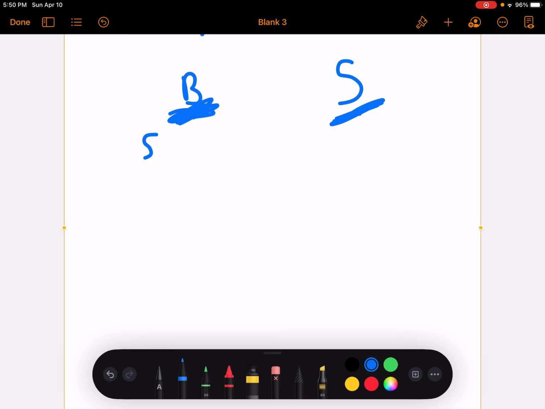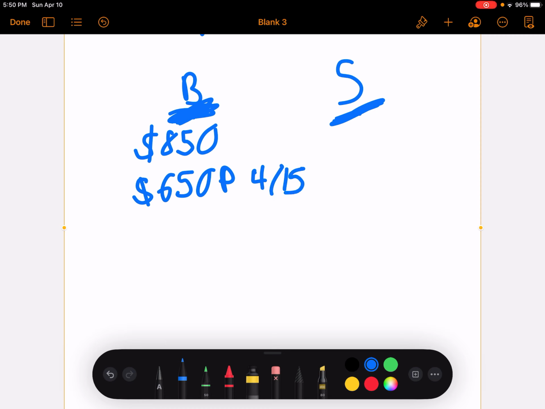Let's say Tesla again. Today Tesla's at $850 per share, and you buy a $650 put expiring this Friday, April 15th. What you're saying is, if I wait until expiration, I will buy 100 shares of Tesla at whatever price it's at on expiration date, and then the seller has to buy those 100 shares at $650 per share.